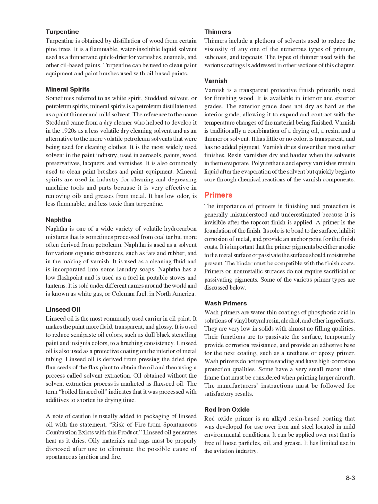Some of the various primer types are discussed below. Wash primers. Wash primers are water-thin coatings of phosphoric acid in solutions of vinyl butyryl resin, alcohol, and other ingredients. They are very low in solids with almost no filling qualities. Their functions are to passivate the surface, temporarily provide corrosion resistance, and provide an adhesive base for the next coating, such as a urethane or epoxy primer. Wash primers do not require sanding and have high corrosion protection qualities.